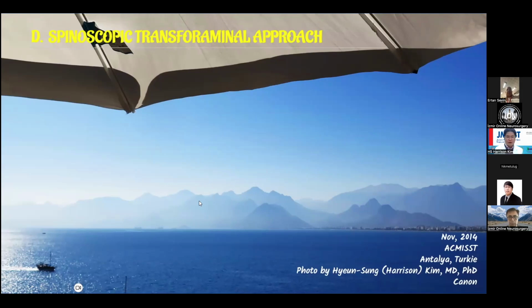This photo shows a beautiful Antalya, photos taken by me in 2014 in HMIST. I love this photo so much. This Antalya is a very beautiful place also.